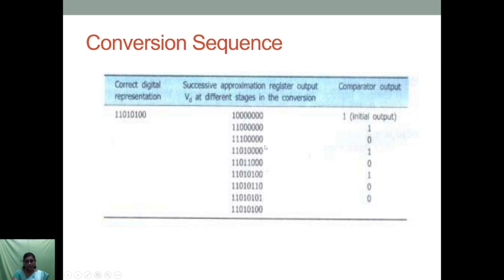Now the digital to analog converter produces the analog signal corresponding to this code. Again this is compared with the input analog signal. Now the given analog signal is greater than this one. So in the next step, the next bit is set as 1. Again the process is repeated. This code is converted to the corresponding analog signal, and this analog signal is compared with the analog input.